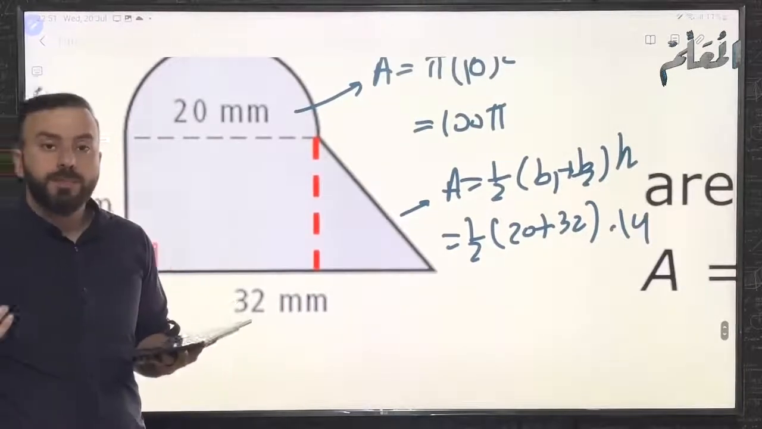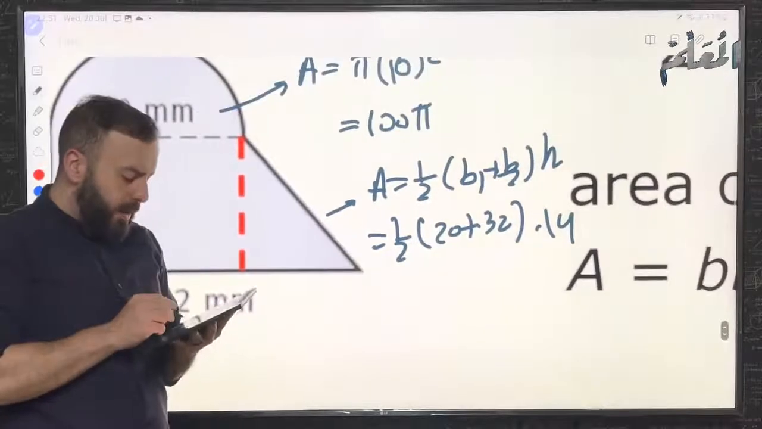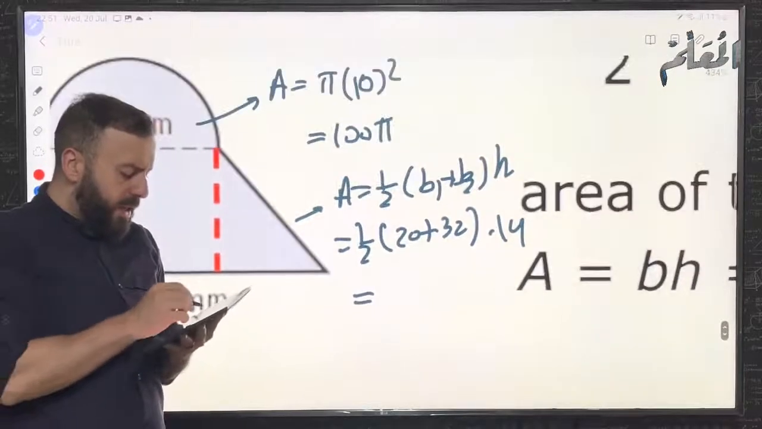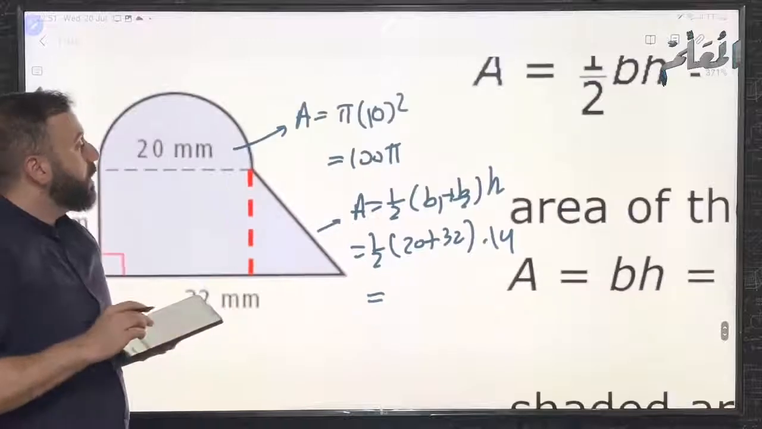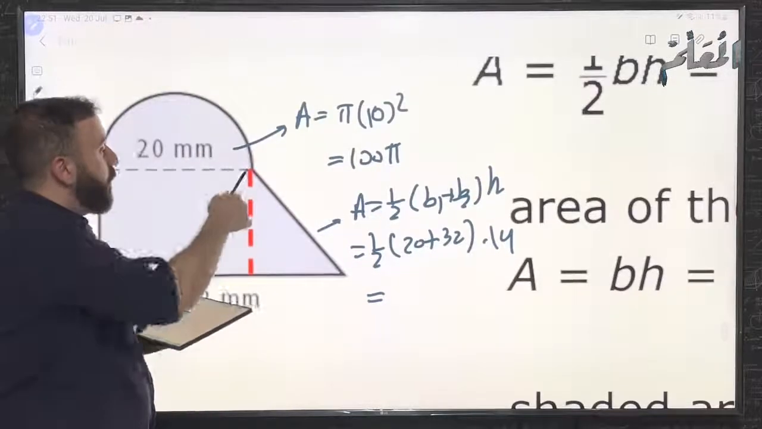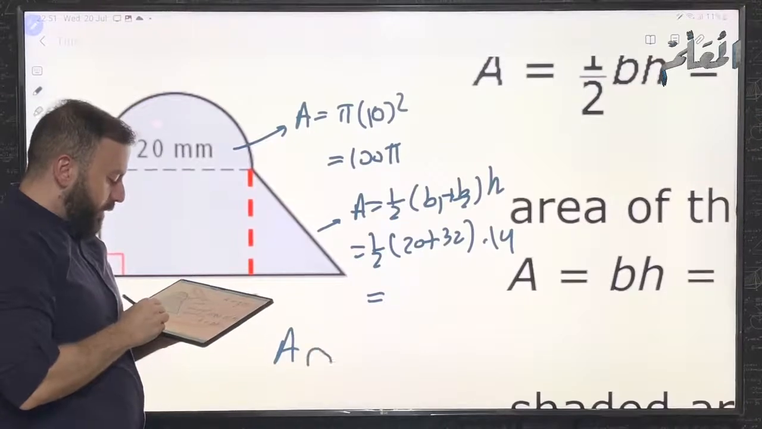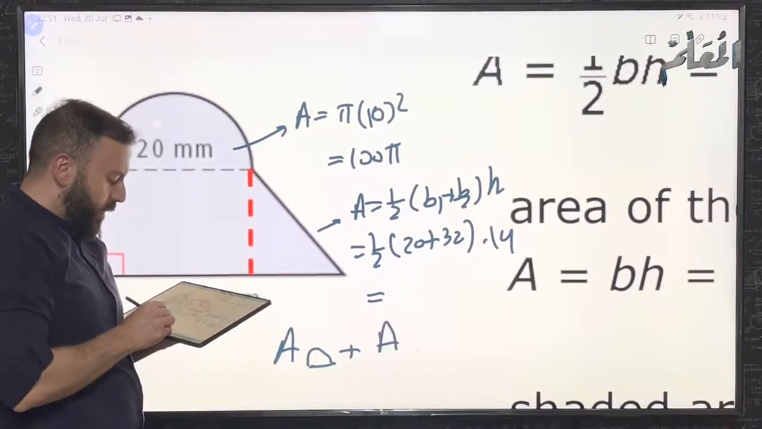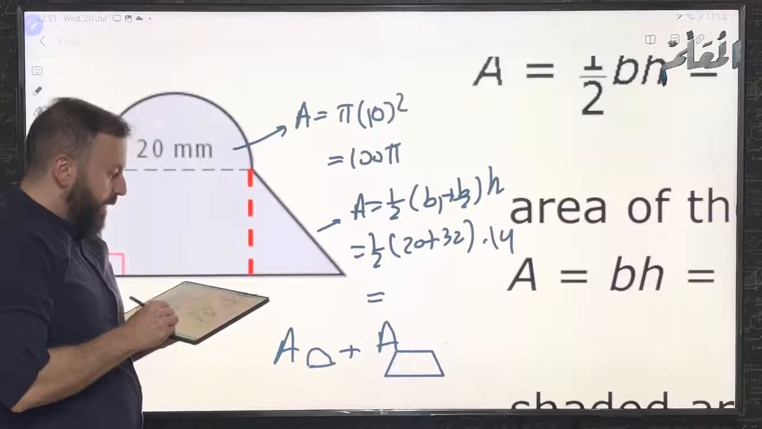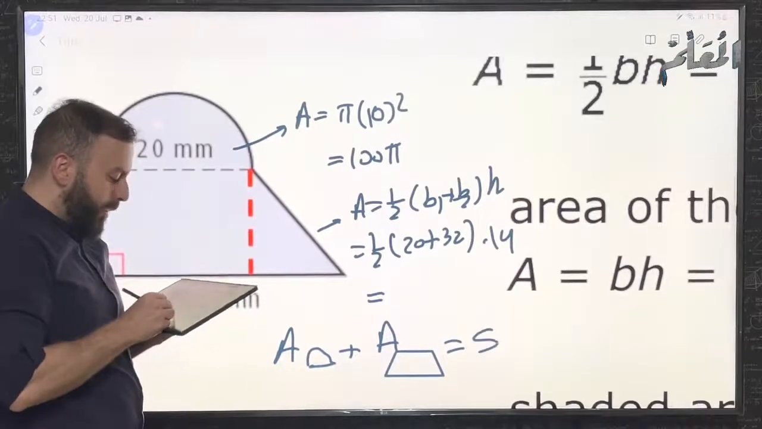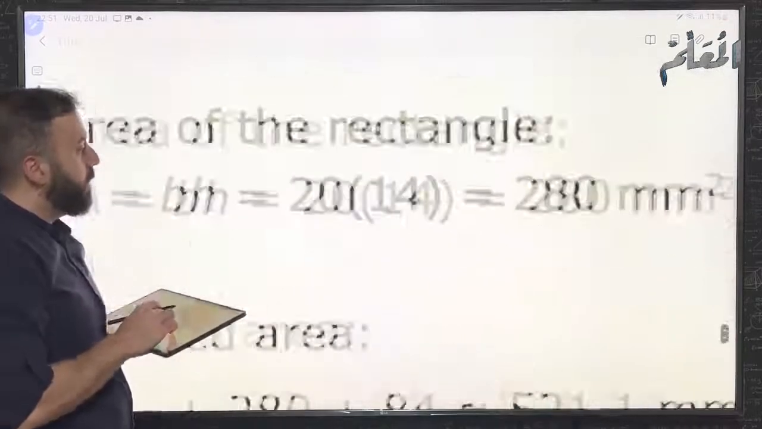So in this case, the area here of the trapezoid plus the area of the semicircle. The total shaded area is the area of the semicircle plus the area of the trapezoid. Okay, and that is equal at the end to 521. Okay, as you can see here.